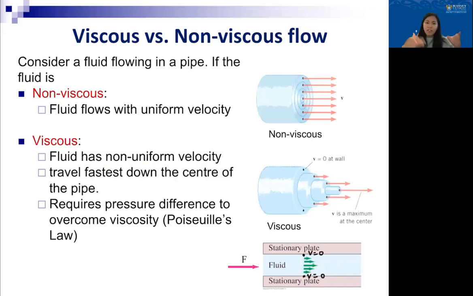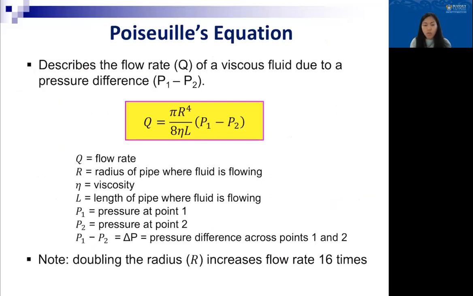Okay, we also saw with the tomato sauce example that I described earlier, that for viscous fluids to flow, you will have to apply some sort of pressure to overcome the viscosity and cause the fluid to flow. So this is governed by Poiseuille's law. Poiseuille's law says that you need to have a pressure difference between 2 points to cause the fluid to flow. And Poiseuille's equation is given here.